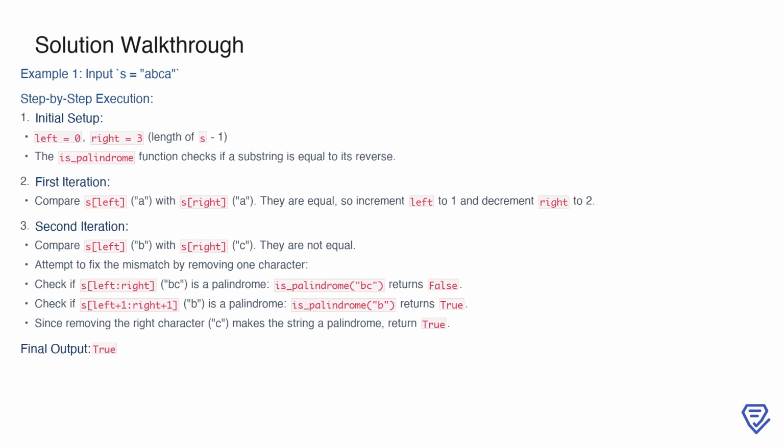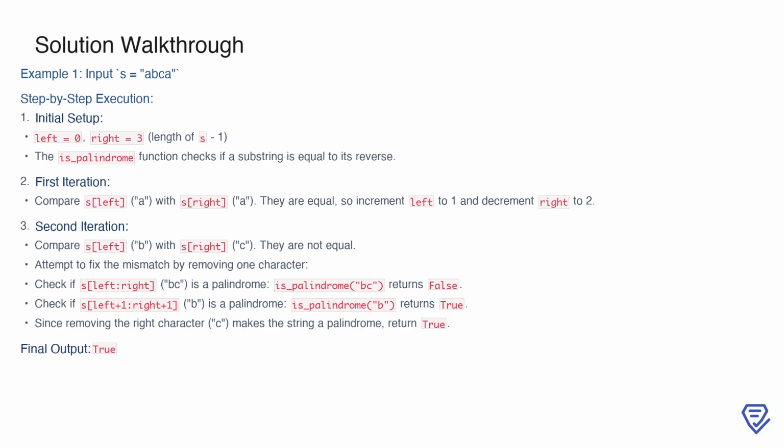Here, we start with the input string ABCA. Initially, we set two pointers, left at the start of the string, which is index 0, and right at the end of the string, which is index 3. The function is_palindrome is used to check if a substring is a palindrome by comparing it to its reverse.